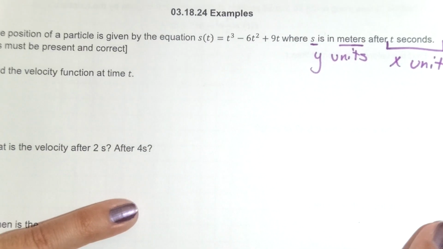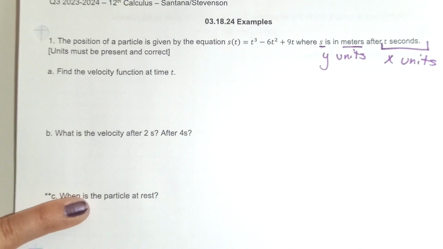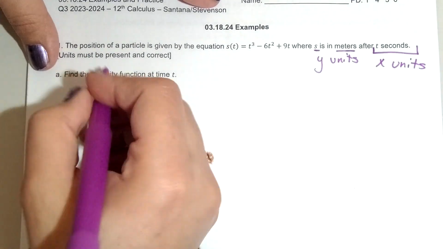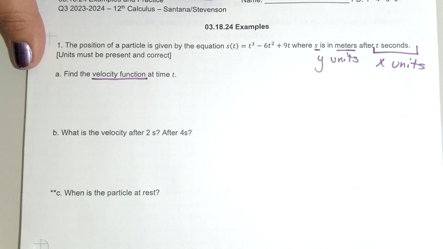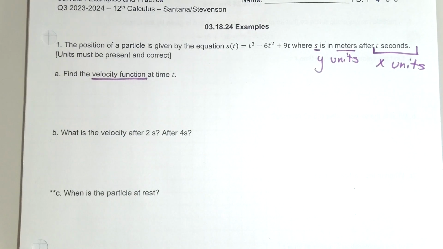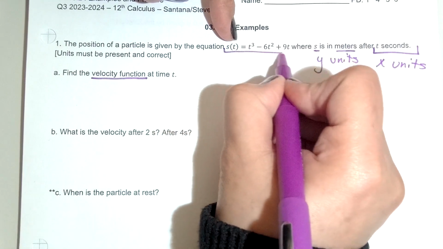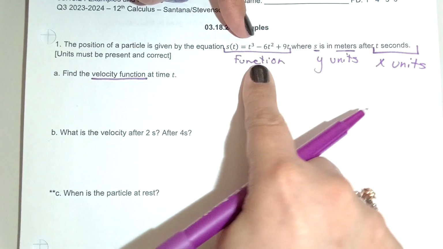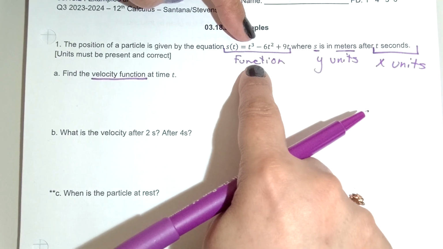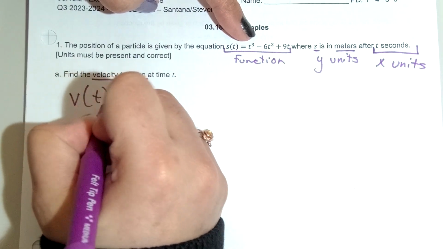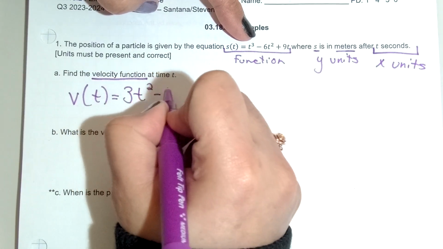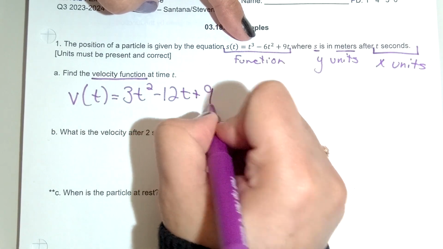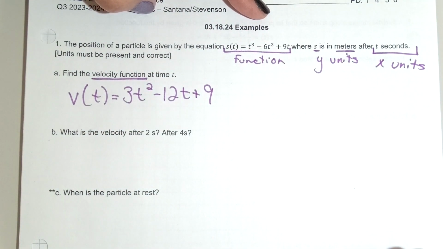Okay. So now, let's look at the problem. Part A asks me to find the velocity function. As I said, the velocity function is the derivative of your displacement function. So here is our function right here. By taking the derivative of this, I get my velocity function. So v of t is equal to 3t squared minus 12t plus 9. Are there any questions on where that came from?